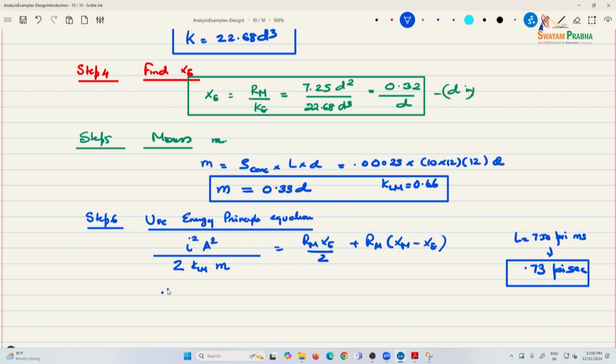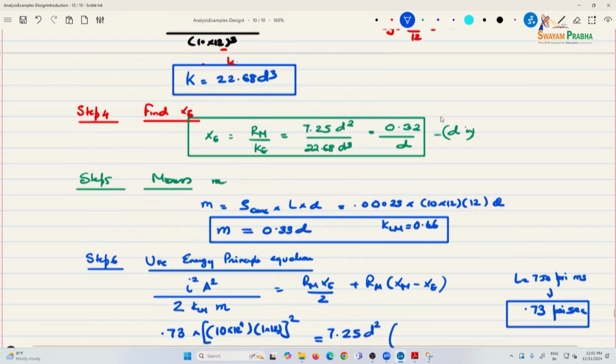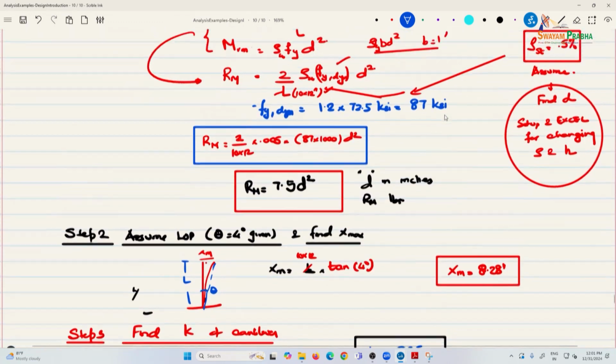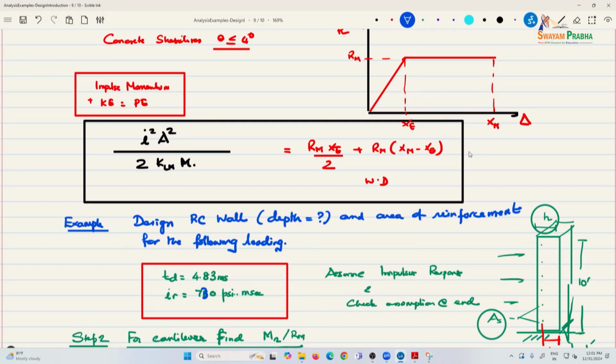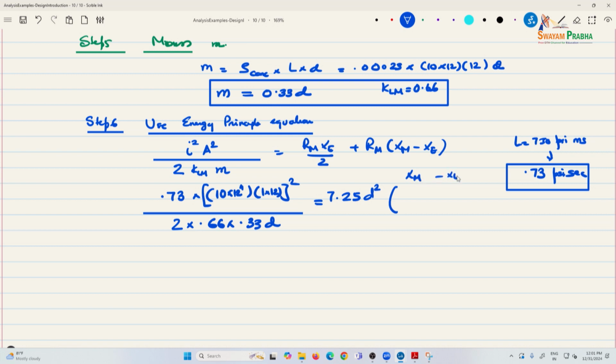And use that here. So, this is 0.73 and the area is height multiplied by width square and 2 times 0.66 multiplied by 0.33 d equals 7.25. The Rm is 7.25 d square multiplied by Xe. Which one? Yeah, this is Rm Xe. This can be simplified further. Here it is Rm, Xm minus Xe by 2. So, that is what we are doing out here. Rm, this is Xm minus Xe by 2.